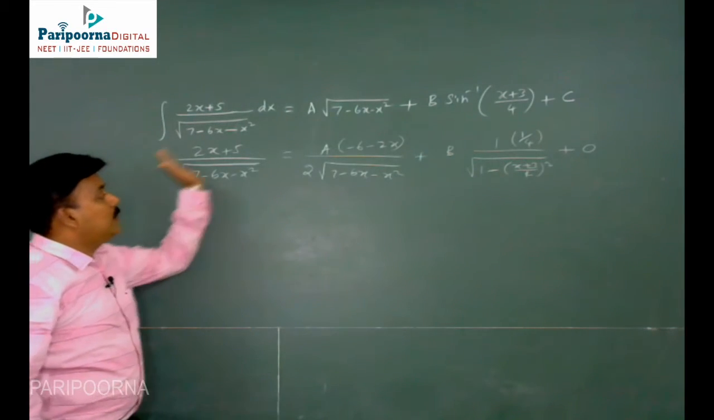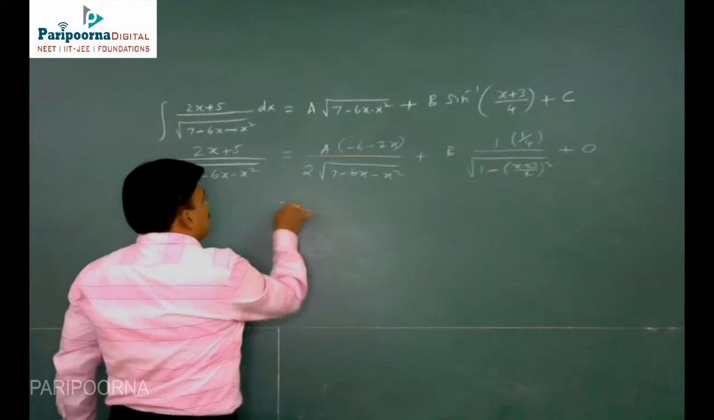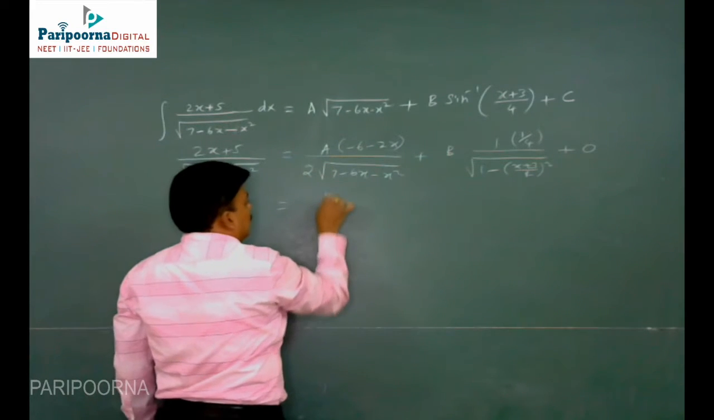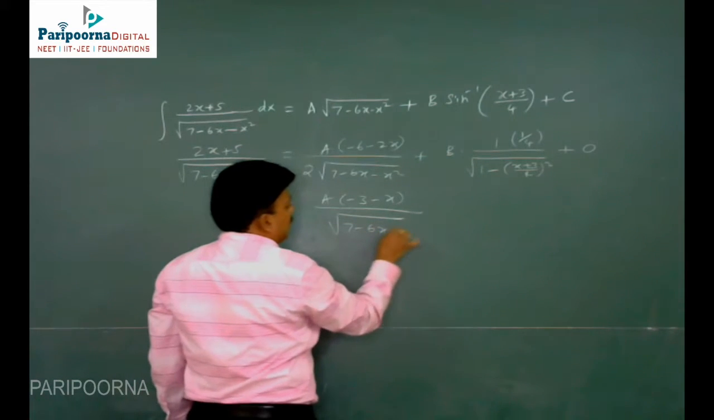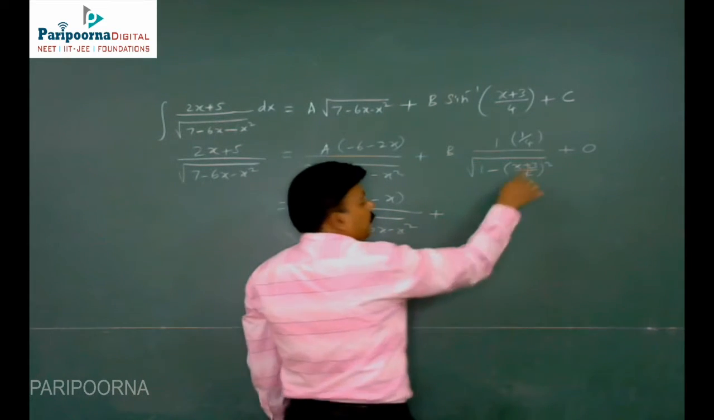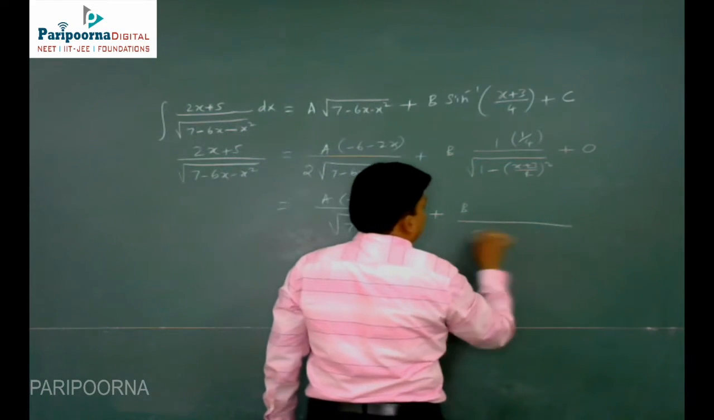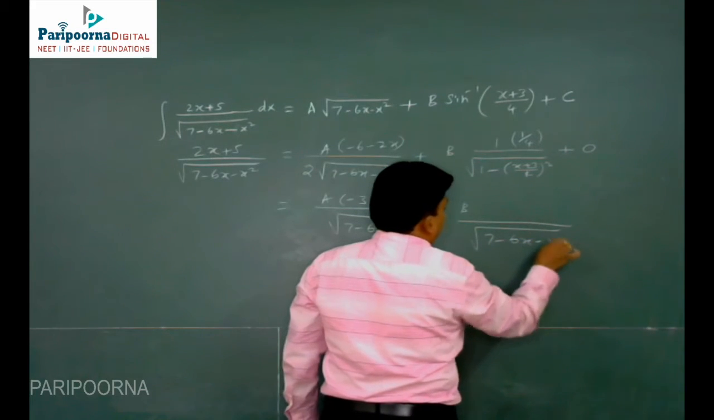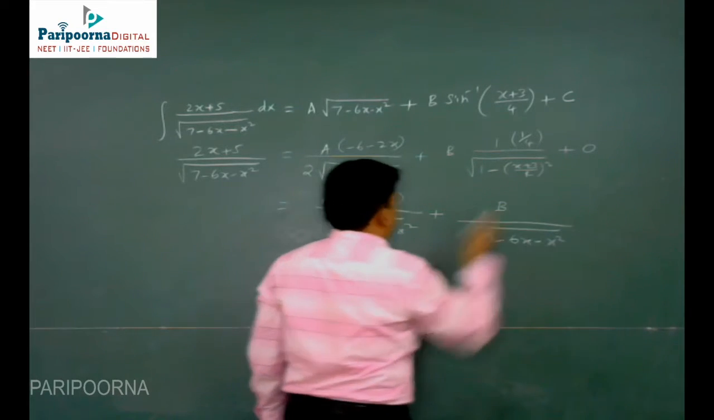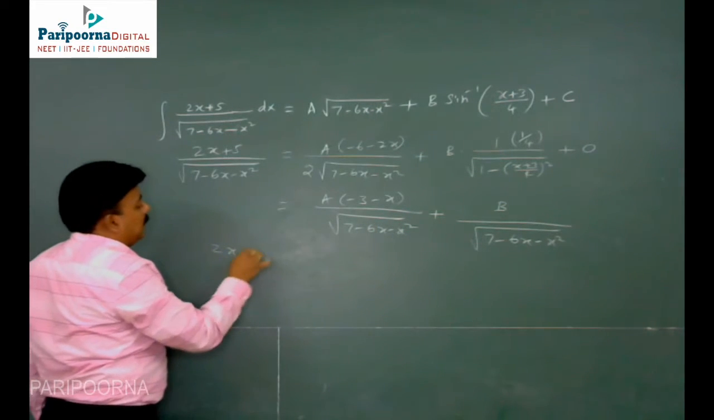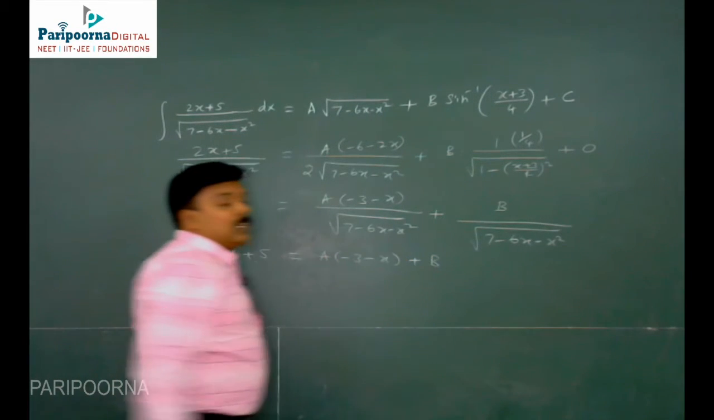Now what I am going to do is just equate the numerators. Definitely the denominators will be the same. So if we take 2 outside and cancel, this becomes (minus 3 minus x) divided by the square root of (7 minus 6x minus x squared), plus here if we take the LCM and simplify, definitely we will get the same expression because there is no other way, it should match. So similarly the 4 and 4 will get cancelled, so we will get this expression. Now equating the numerator, 2x plus 5 equals a into (minus 3 minus x) plus b.